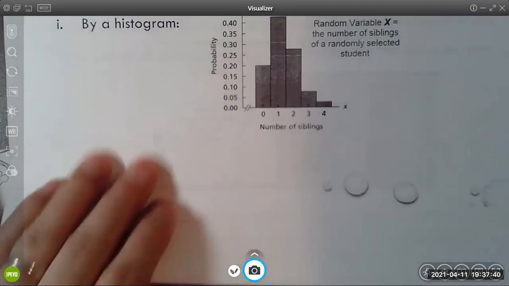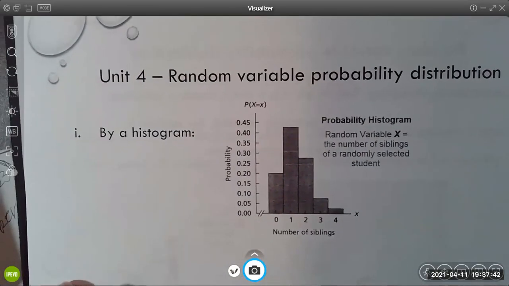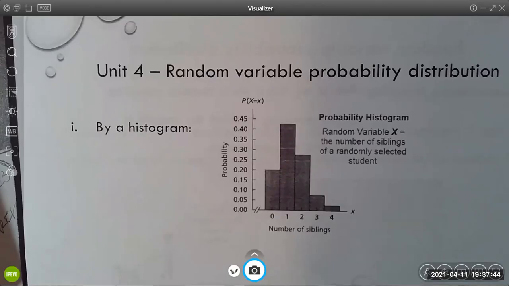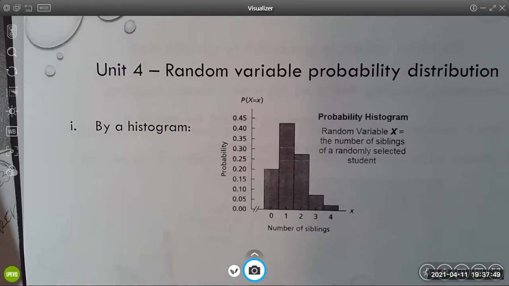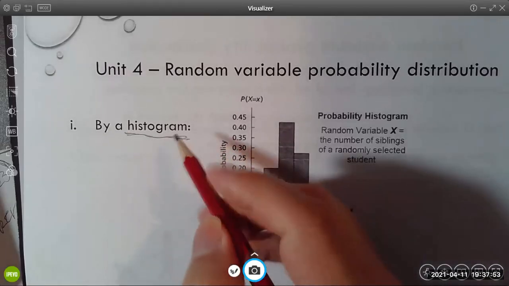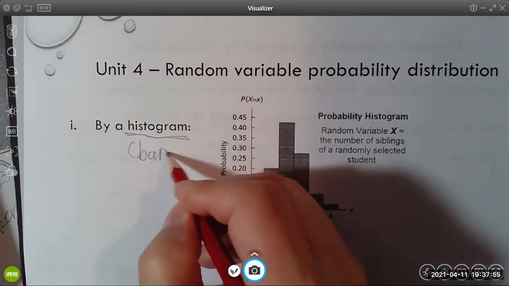Okay, so the table is the first form of discrete random variable probability distribution. It could also take another form. We call it a histogram. A histogram is kind of similar to bar graphs.